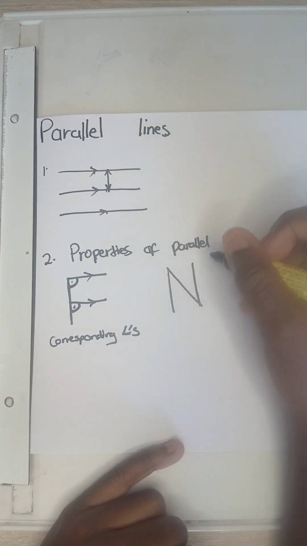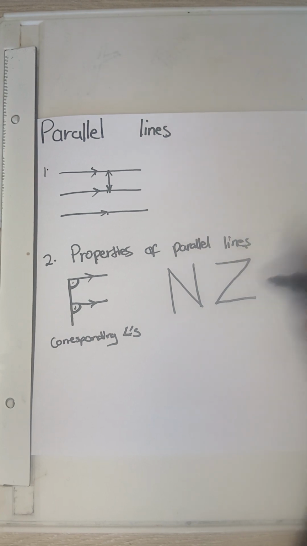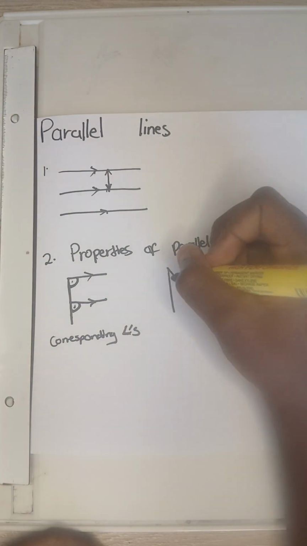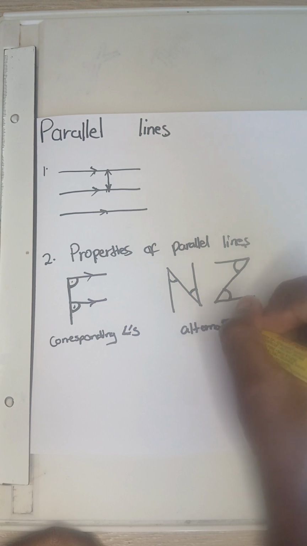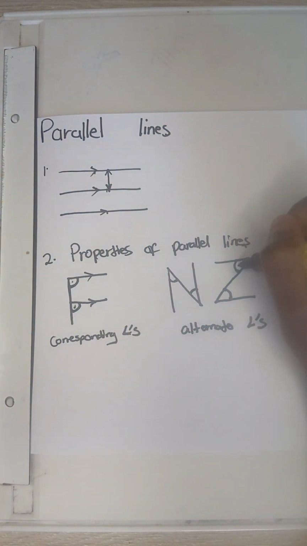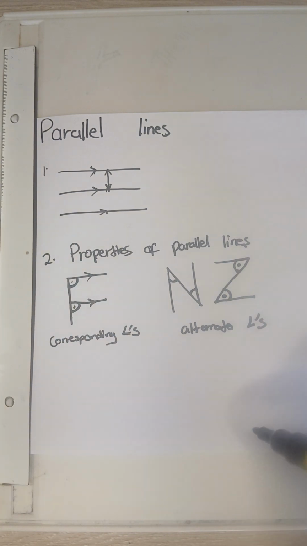And then number 2, we have alternate angles. Sometimes it can look like an N or a Z, and usually we say it by the Z shape. Alternate angles. This angle over here is equal to this angle. What is the reason? They are alternate angles. They are always equal.